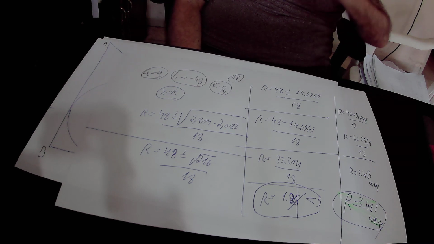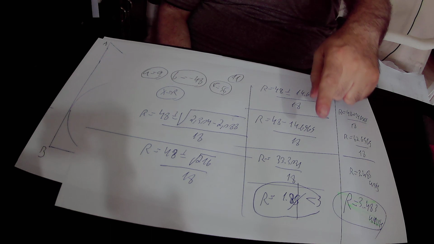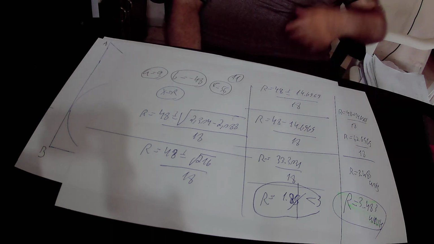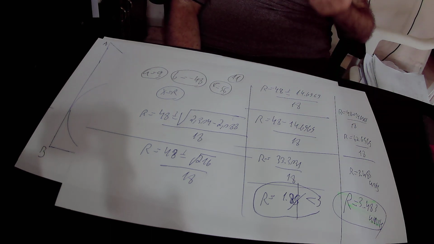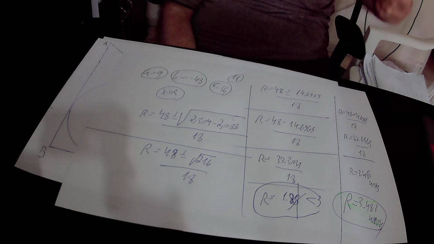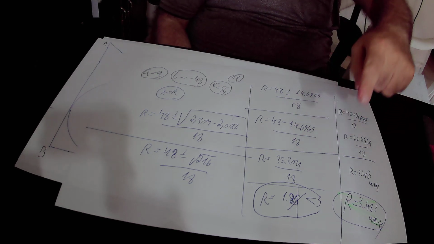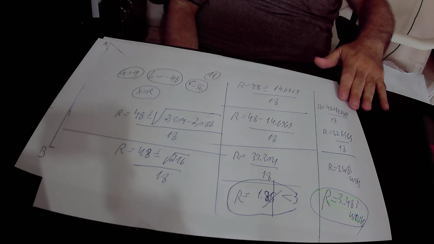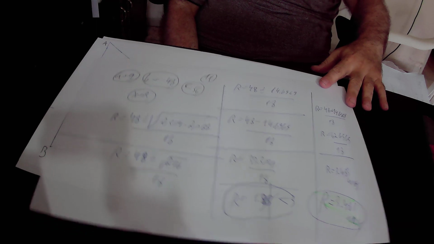So according to the first solution, the radius of the big circle capital R is equal to 1.85. But we have already found out that the radius of the big circle cannot be less than 3 units. And 1.85 is less than 3 units. Therefore we cancel this solution and we are left only with the second solution.